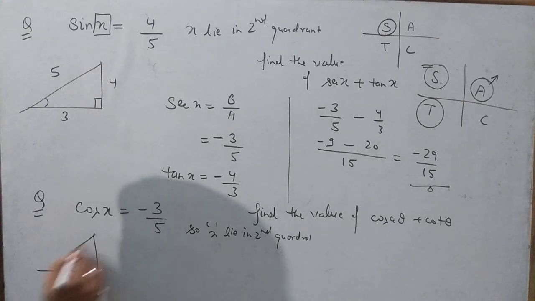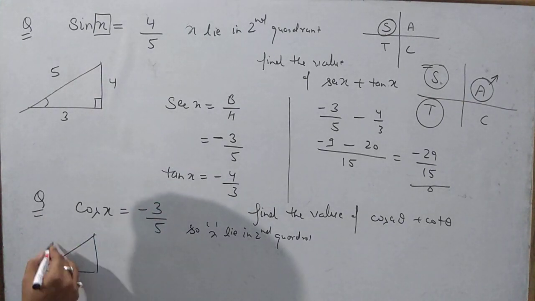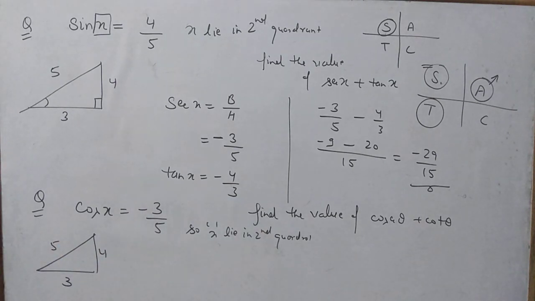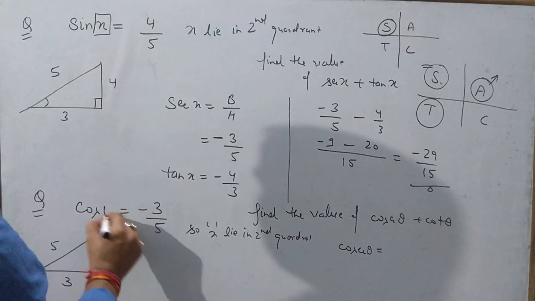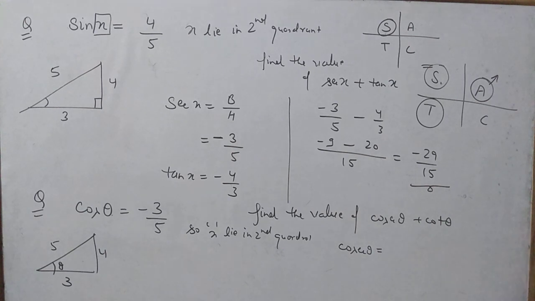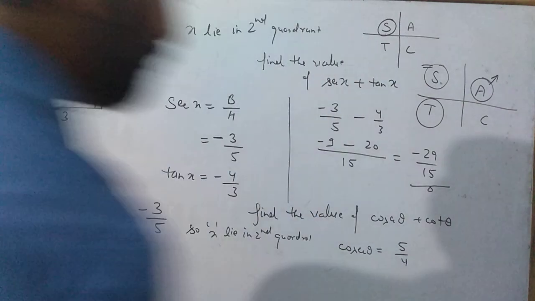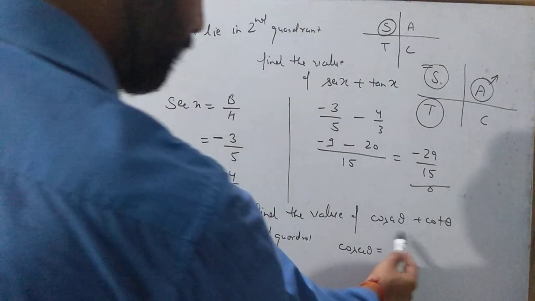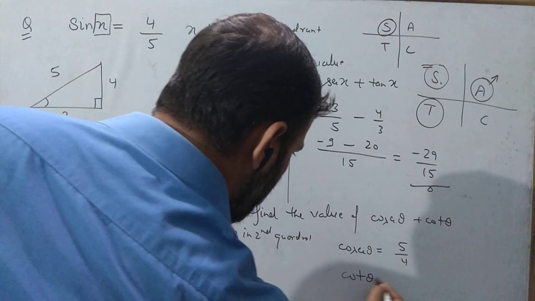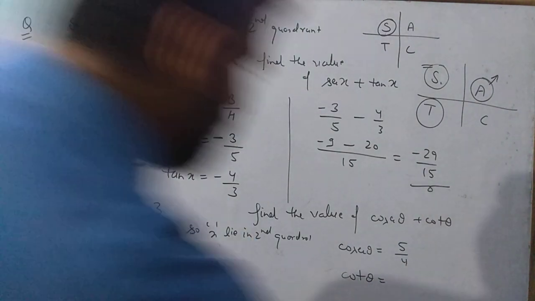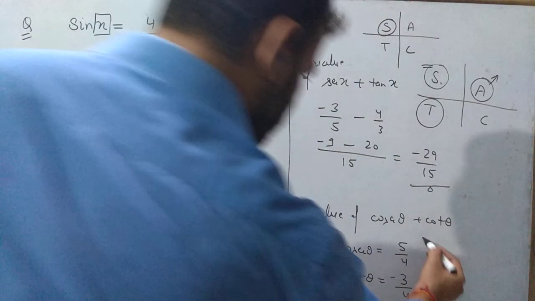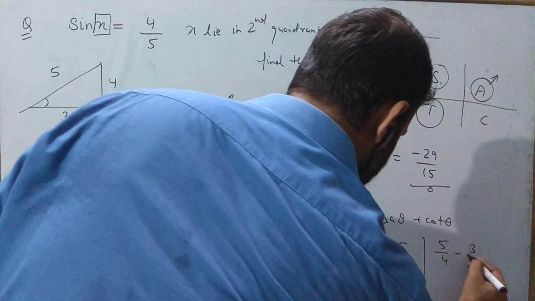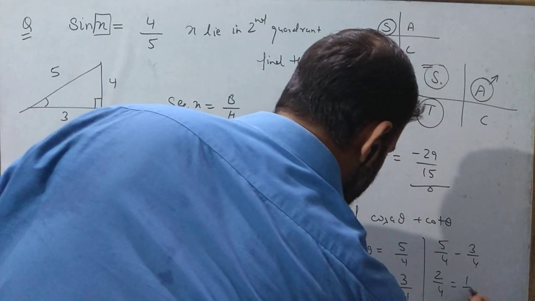So now again we will draw a triangle. This is base, hypotenuse, so perpendicular is coming 4. Now cosec theta. Cosec means hypotenuse upon perpendicular, 5 upon 4. Since x lies in the second quadrant, that is why cosec is positive. Now cot theta. Cot means base upon perpendicular, it's 3 upon 4, but cot does not lie in the second quadrant, that's why it's negative. So we want 5 by 4 minus 3 by 4. It is 2 by 4 which gives 1 by 2.